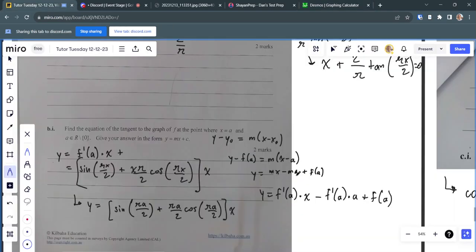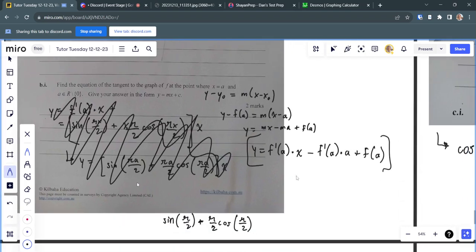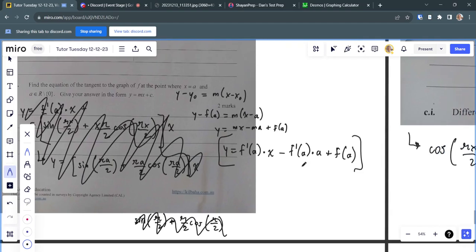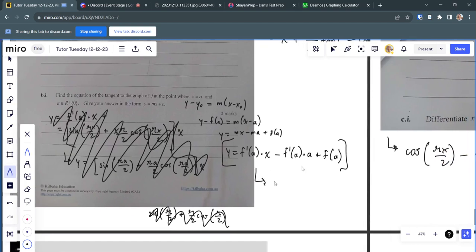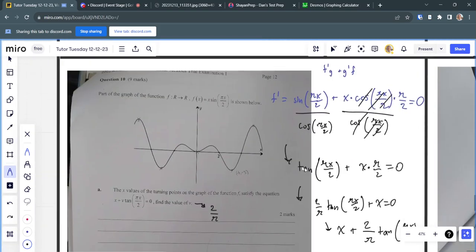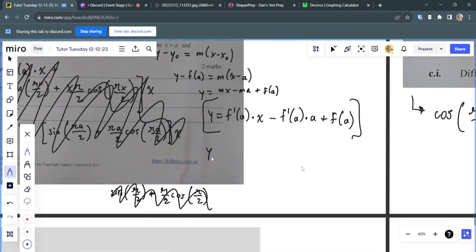So the real formula should be something like this. Not what I had originally. That's why we couldn't get the right answer. So really you should plug in your f primes and your f of a, which is really going to be all this stuff. I'll go ahead and plug that in.